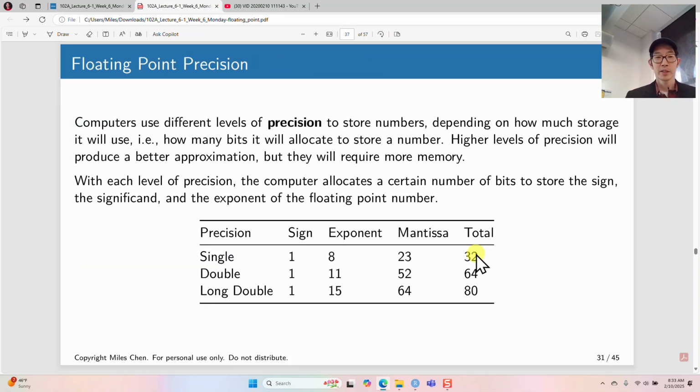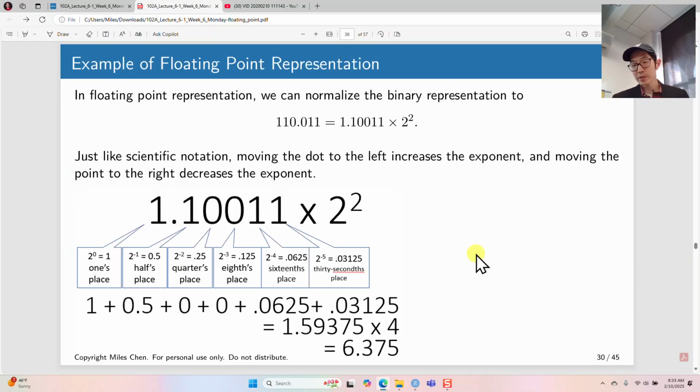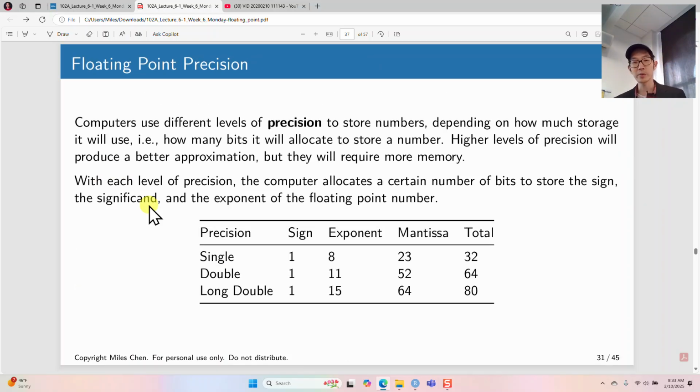Okay. So that's basically how we would store these numbers in the computer. We would store 0.10011, we would store the exponent, and we would store a sign. Now, how we do this depends on how many bits we are using.